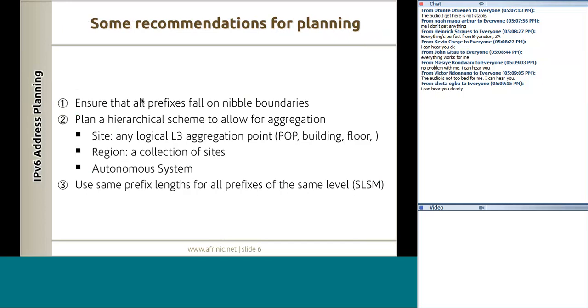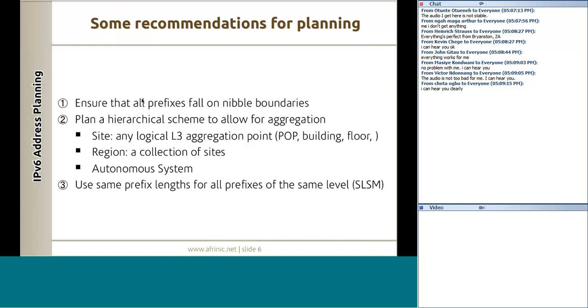Also, try to ensure that all your prefixes fall on nibble boundaries. A nibble boundary is simply a multiple of 4. And why the magic number 4? Because each of the characters in an IPv6 address is made up of 4 bits. Once you work with nibble boundaries, your life is going to be a lot easier, as we'll see in a couple of slides.